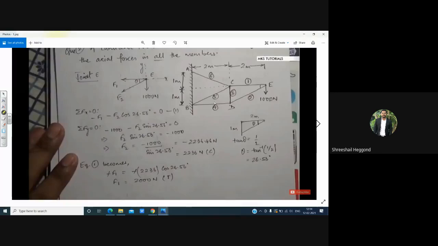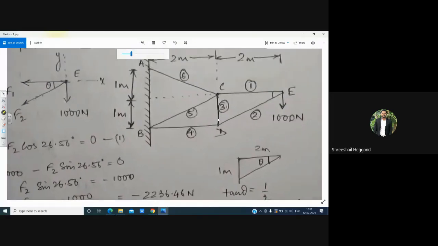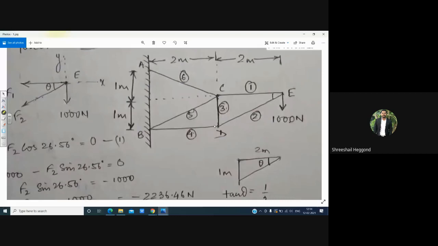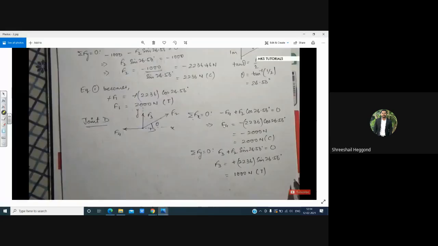If I see the original diagram, if you see the diagram at D point, DE is already calculated, F2 we have already calculated. DB is an unknown value and DC is an unknown value. There will be 2 unknown values. Therefore, write the expression for this horizontal member.